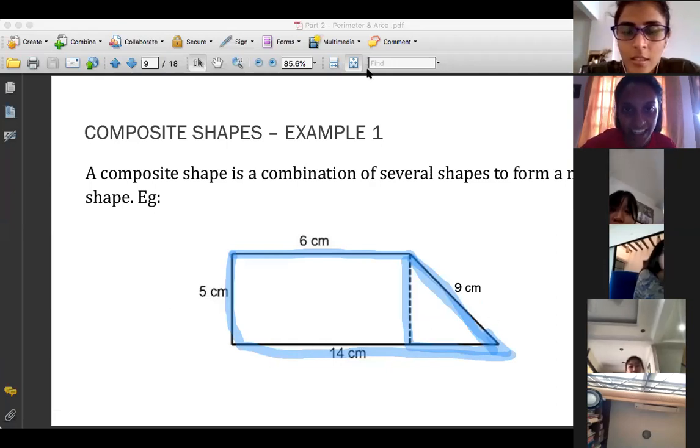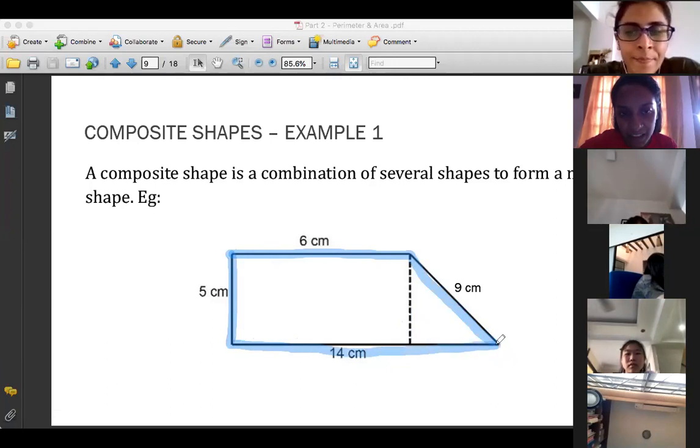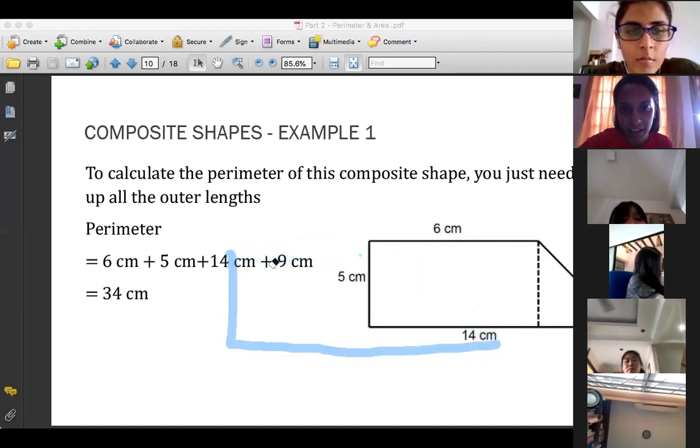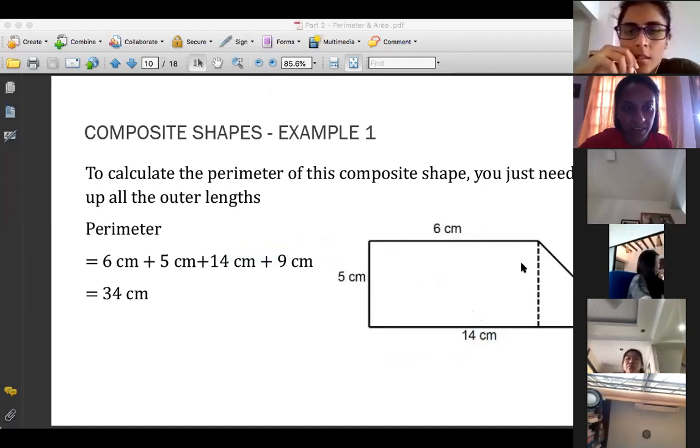Youngjun, you answered yes, right? No, you said no. Okay, why? Because you will not include the middle one. You will only calculate the outside area. Okay, so it's 5 plus 14 plus 9 plus 6. That is the full perimeter of this first shape. Very easy. Okay, this is the perimeter of the full shape. 6 plus 5 plus 14 plus 9.